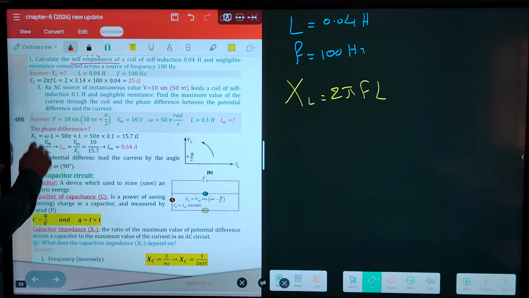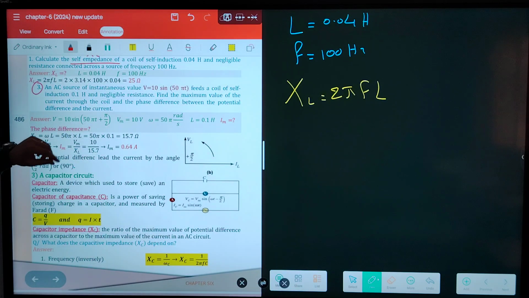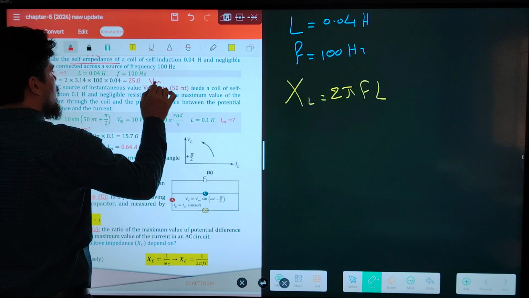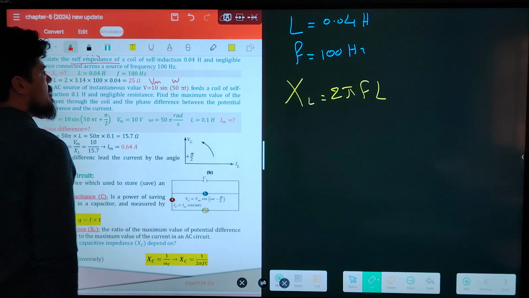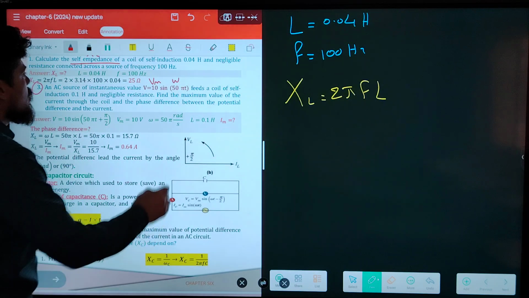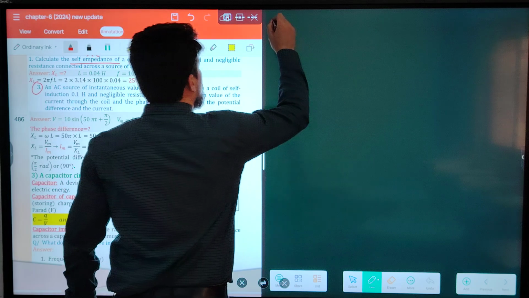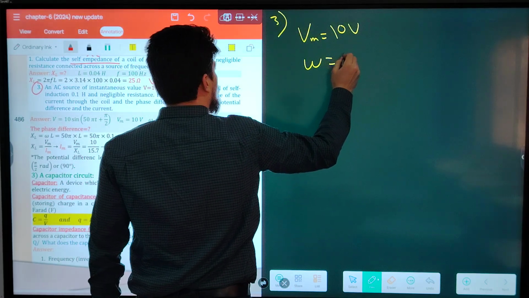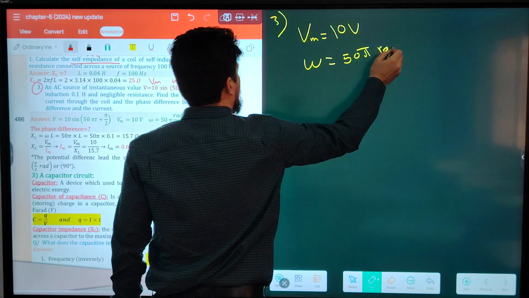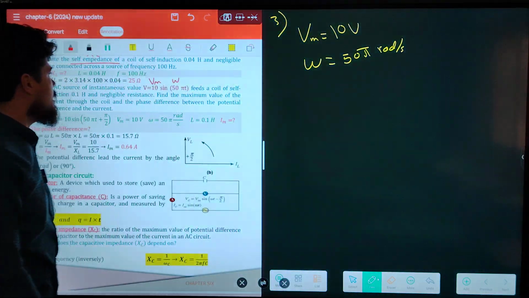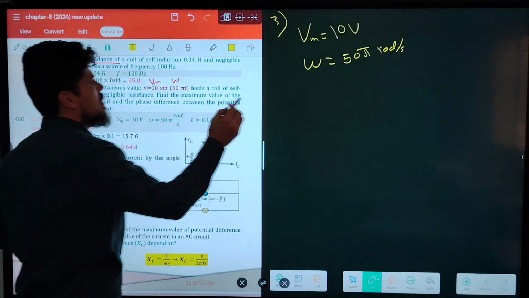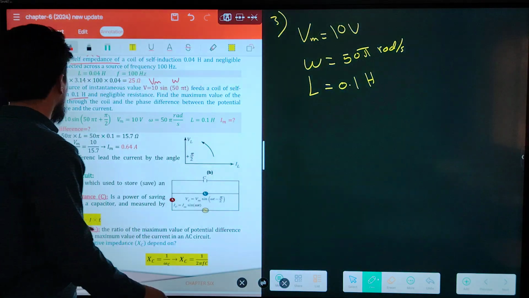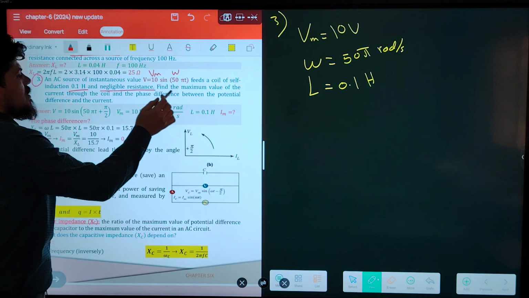Okay? Question 3, an AC source of an instantaneous value. This is Vm, sine omega t. Vm is equal to what? Question 3: 10 volt. Omega is equal to 50 pi rad per second. Feeds a coil of self-inductance L, L is equal to what? 0.1 Henry, and negligible resistance.